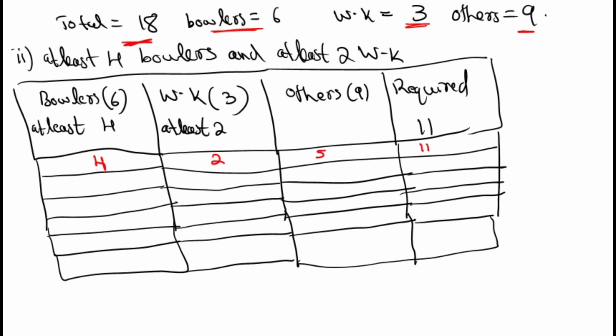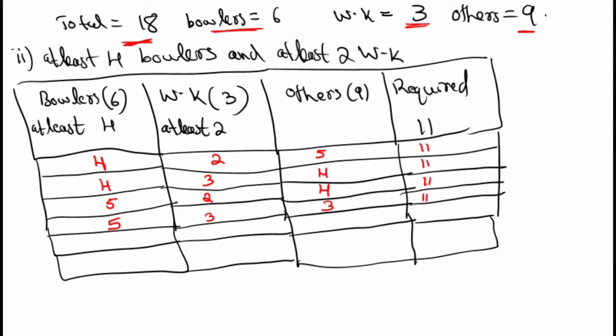Second case, suppose I am taking 4 bowlers and 3 wicket keepers. It's possible, right? At least 2, maximum 3 is possible. 4 plus 3 is equal to 7. Then you have to take other 4 players, it's equal to 11. Then I'll move to 5 bowlers and 2 wicket keepers. 5 plus 2 is 7, so you need to select 4 others, so you'll get 11. Then 5 bowlers and 3 wicket keepers. So 5 plus 3 is equal to 8. Then you need 3 others, that gives 11.